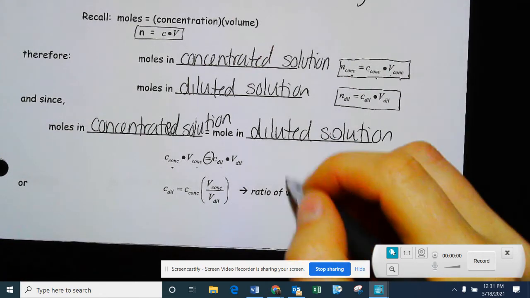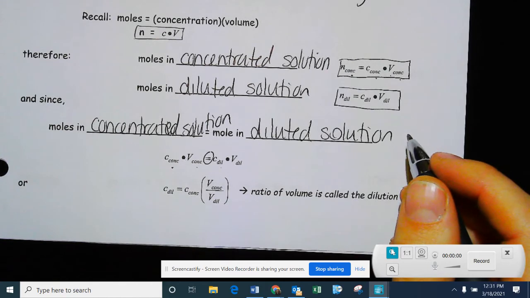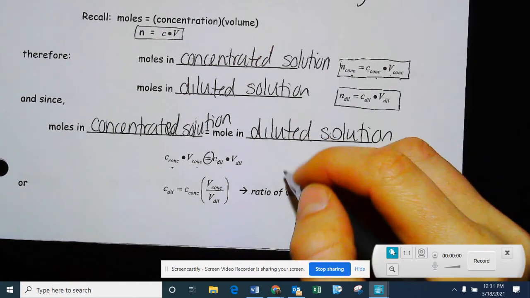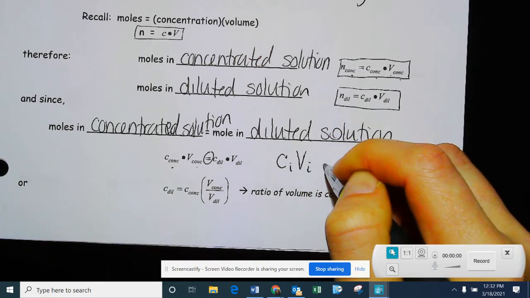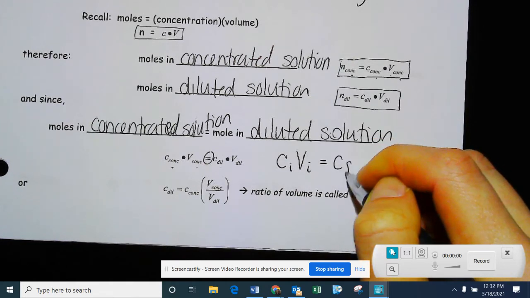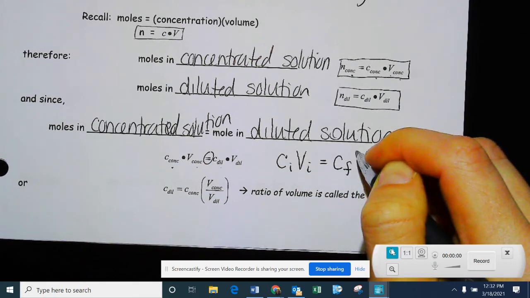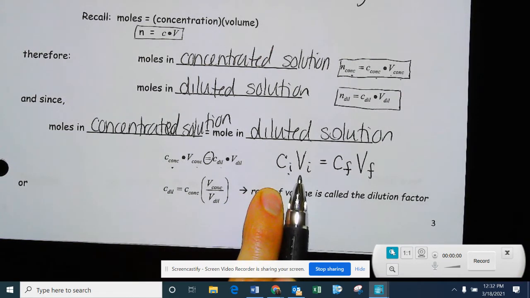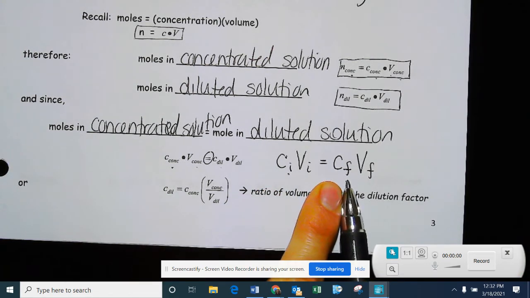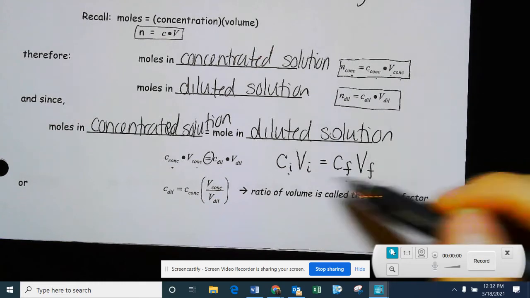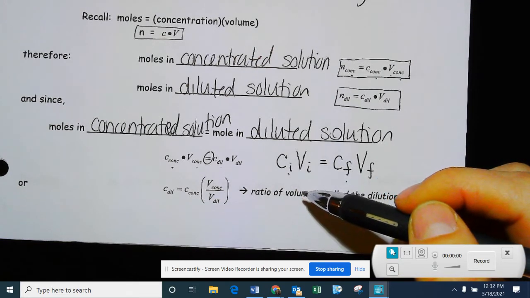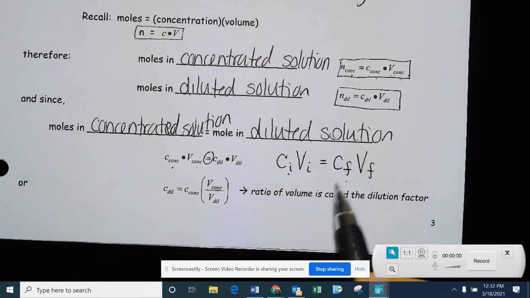The other way you might see this written, the way that I often write it, is Ci for initial, Vi for initial, equals Cf for final, and Vf for final. So your initial concentration times your initial volume is equal to your final concentration times your final volume. That's usually the way I write it out, but the other is more technically correct. Again, chemists are lazy and we like to use fewer words and letters when possible. Does that make sense, how we got from here to here?